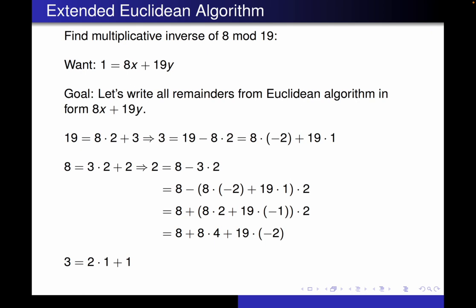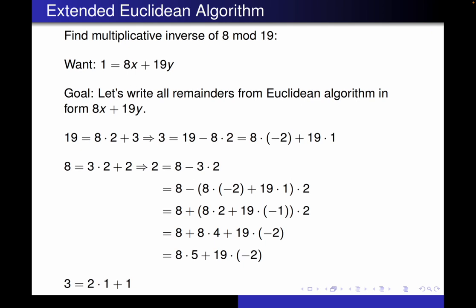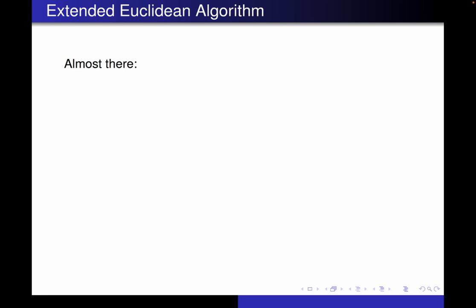So now we're almost there. If you look at the left, we have 1 8 and then 4 8s. If we combine them, that's 5 8s, 8 times 5, plus 19 times negative 2. 2 remainders down, 1 to go, and we're pretty much going to do it the same way as we did before. One little twist, but we'll be okay.